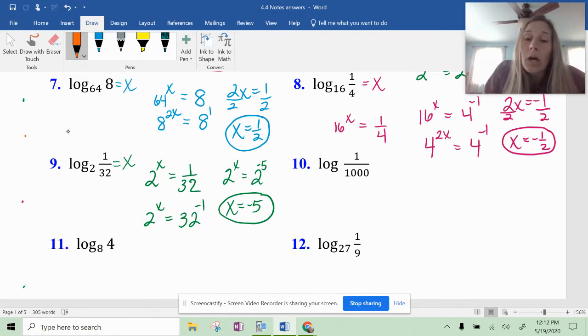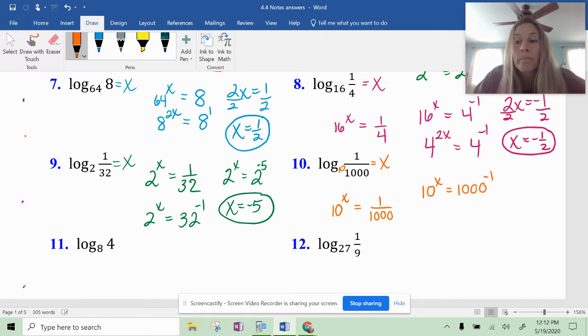Okay, number 10, log base 10, because you don't see one there, you know it's a base 10, of 1 over 1,000 equals x. So I'm going to take my base of 10, raise it to x, and that should equal 1 over 1,000. First thing I want to do is get rid of that fraction. So I'm going to make it just 1,000, and I'm going to raise it to a negative 1.